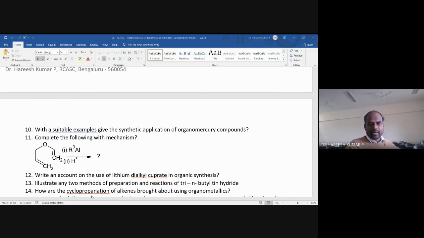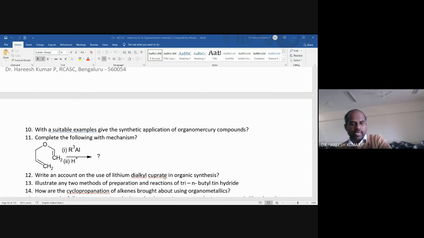And then, write an account of the use of lithium dialkyl cuprate in organic synthesis. So for lithium dialkyl cuprate, maybe you can explain substitution reactions, and you can also explain how the lithium dialkyl cuprate is synthesized, substitution reactions, and 1,4-addition reactions. Those things you can explain, and it is for the 4 marks question.